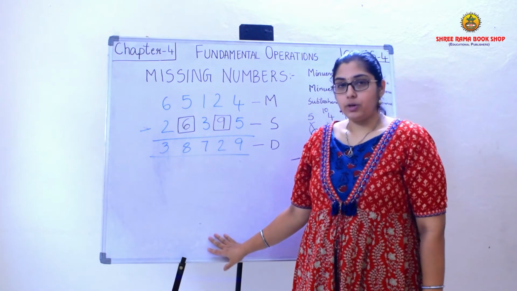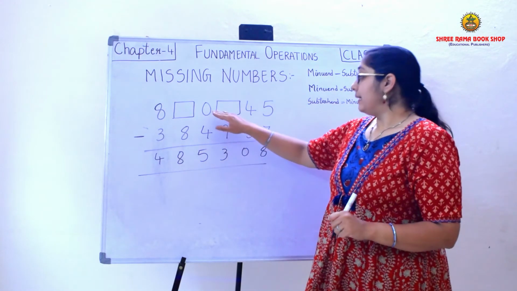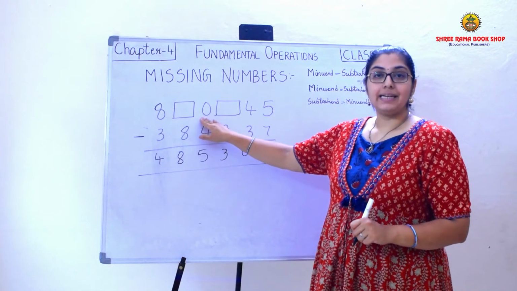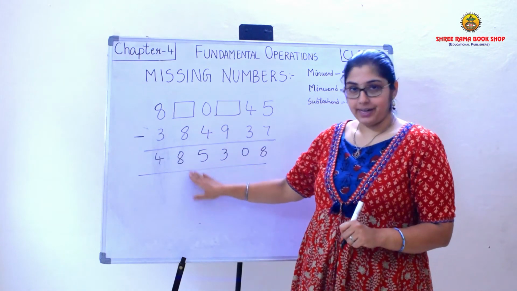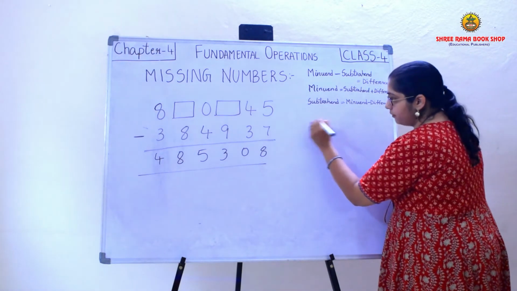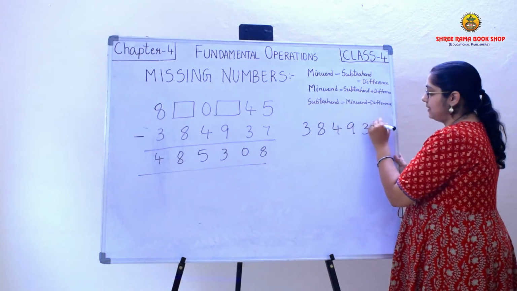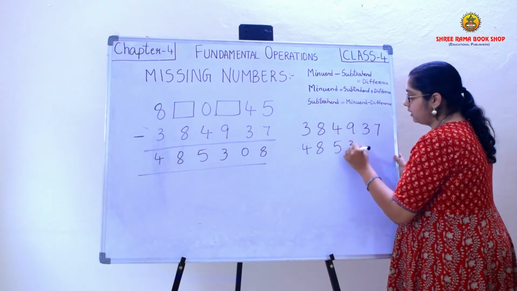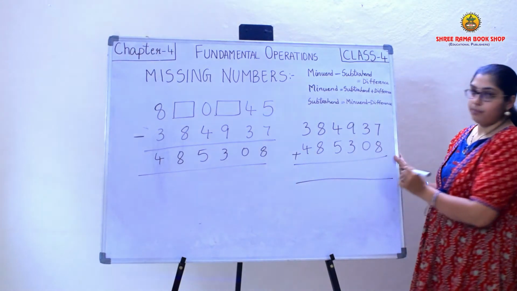I will be taking one more example for your better understanding. Now, children, I have one more example over here. In this example, I have missing numbers in the minuend. So, to find out the missing numbers in the minuend, what should I do? I should add the subtrahend and the difference, right? So, I will be writing over here both subtrahend and the difference. So, subtrahend is 384937 and the difference is 485308. Now, I will do the addition to get the missing numbers of the minuend, right?